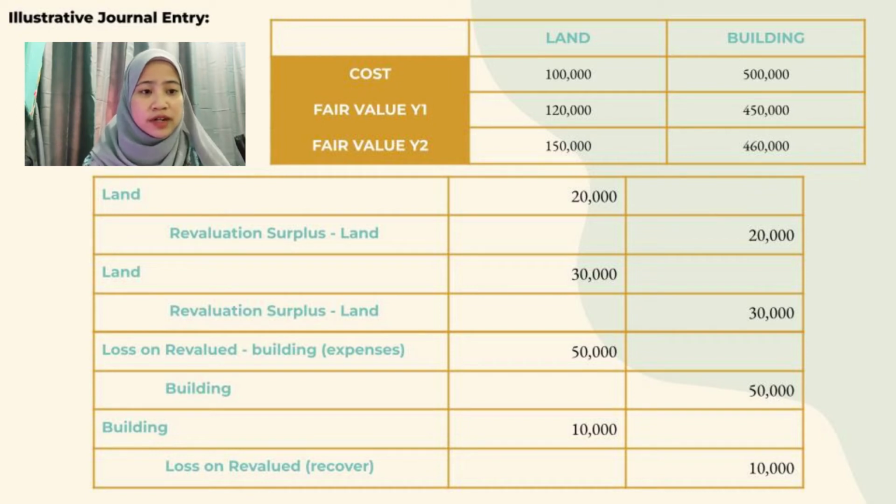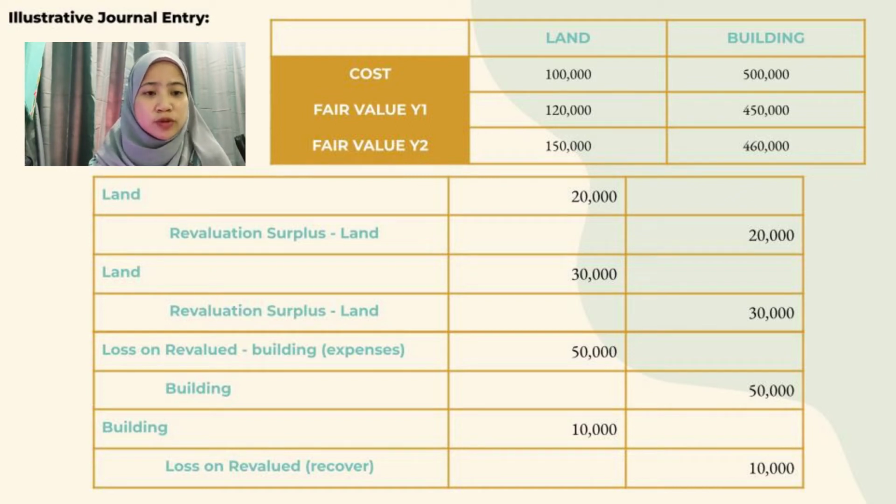The cost for the land is 100,000 and the fair value for year 1 increased to 120,000. We will record it as debit land 20,000 and credit revaluation surplus for land 20,000. So the revaluation surplus will be recorded in OCI.